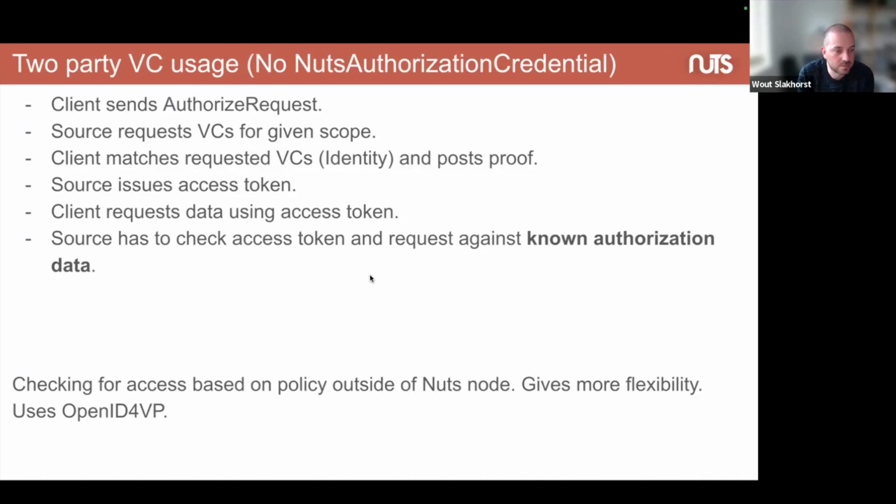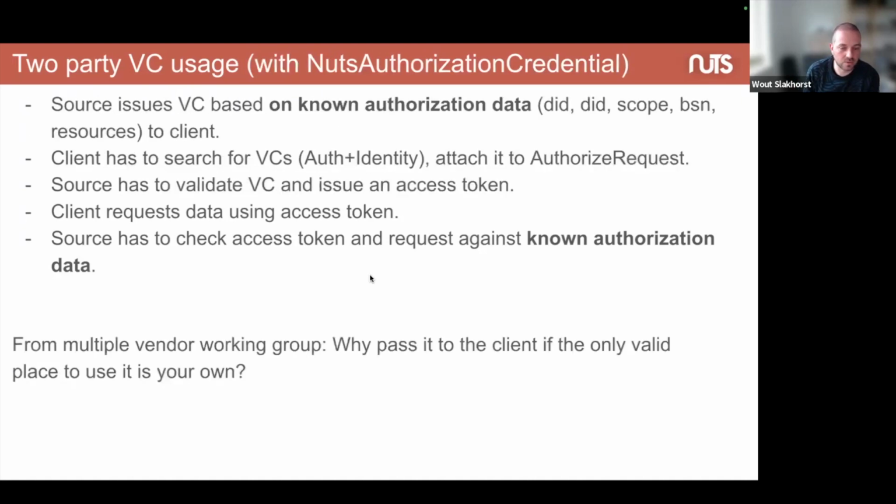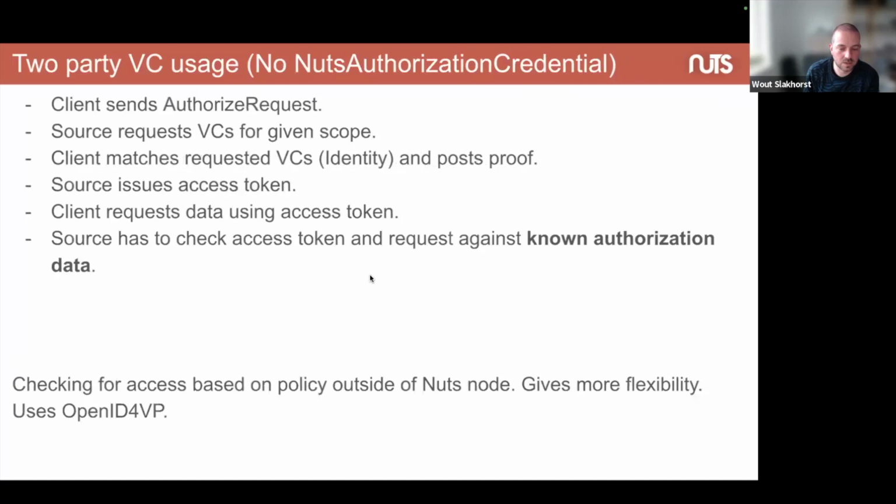Then at runtime, in this case, the source still has to check if the client has access to specific resources against, again, that known authorization data. So that step stays. It should have been there already, given the NUTS authorization credentials. Most vendors might have hard-coded this, but in the new case, it will be there as well.